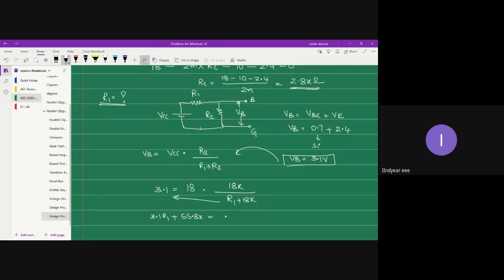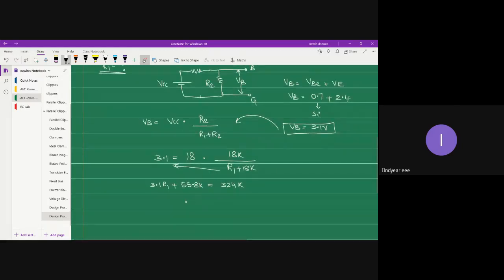Okay, and this is 18 into 18, that's 18 square, 324 kilo. Or you can further simplify. So basically R1 is going to be 324K minus 55.8K divided by 3.1. How much will you get? Did anyone calculate? 86.5 kilo. Okay, let me just check.